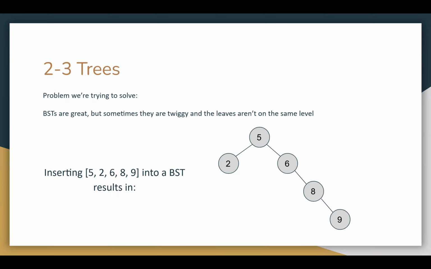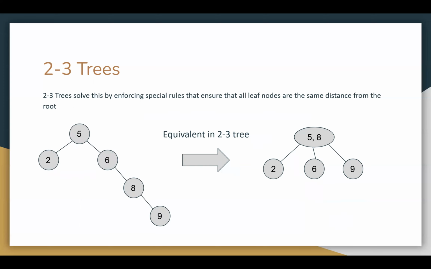And if we continue to insert more and more larger numbers into this BST, that will eventually cause us to essentially create a linked list, which is bad. That then gives us asymptotics of theta n, which is bad. So we're trying to solve this problem with 2-3 trees, right? Because if we convert this BST into its equivalent 2-3 tree, we get this pretty beautiful 2-3 tree that ensures that all leaf nodes are the same distance away from the root. So 2-3 trees are special because of this one property: all of the leaves must be the same distance away from the root.